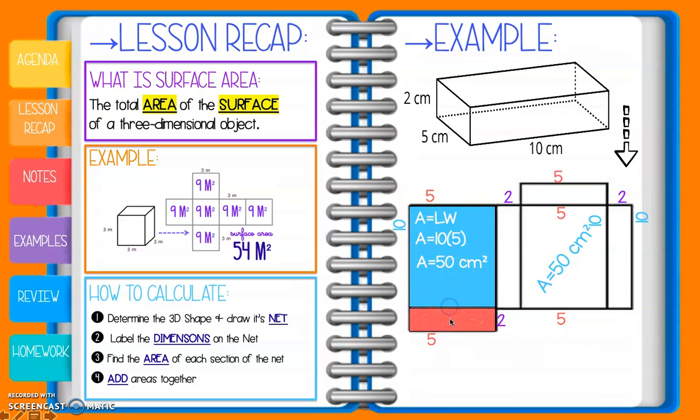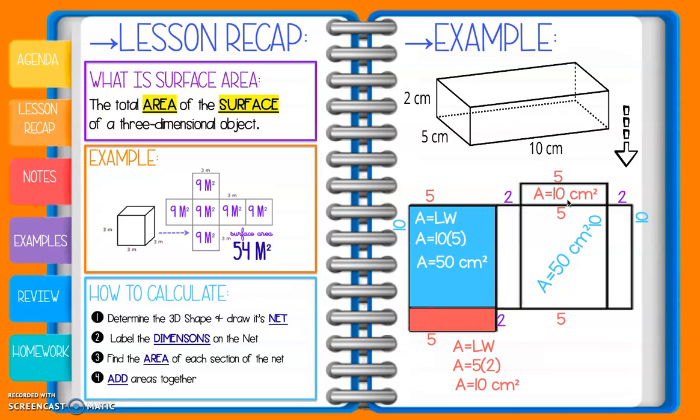Now we're going to work on our bottom. Okay, again, it's a rectangle, so we're going to use area equals length times width. The length is 5. The width is 2. So the area is 10 centimeters squared. Now, if the bottom area is 10 centimeters squared, we know that the top area is also 10 centimeters squared. I don't have to show that work. I showed it right here. I can just write it on the top.